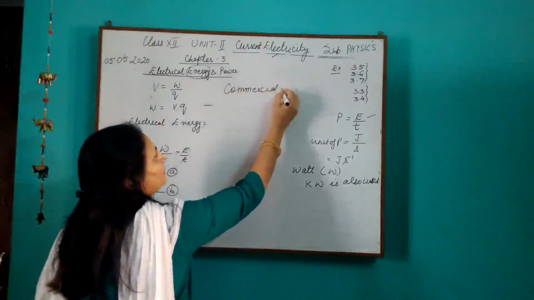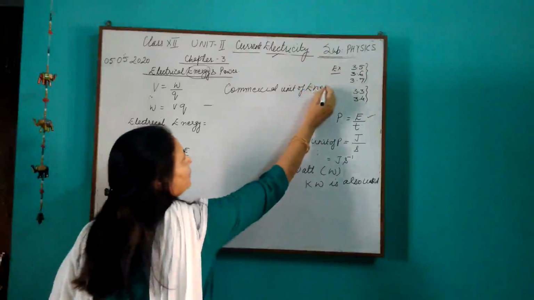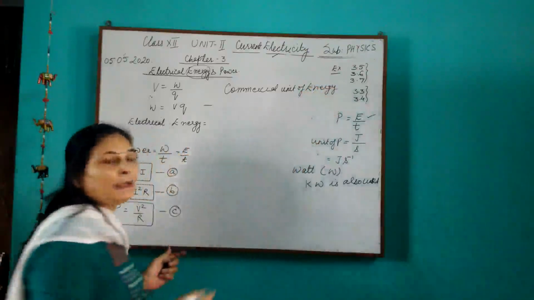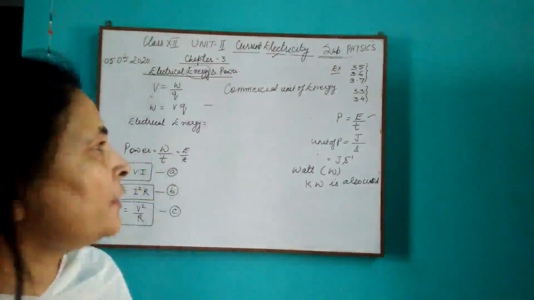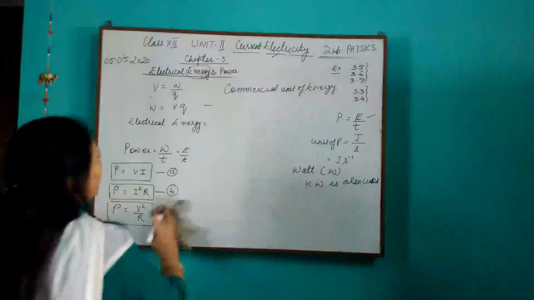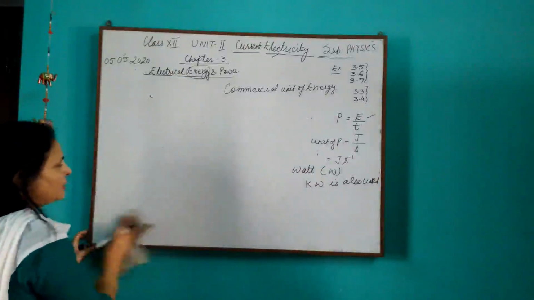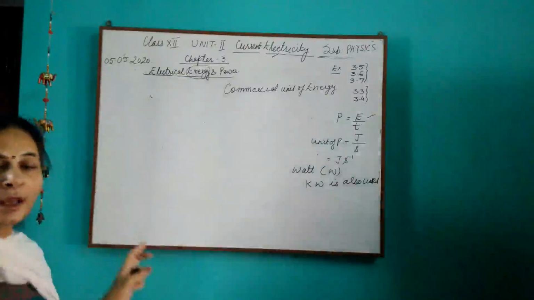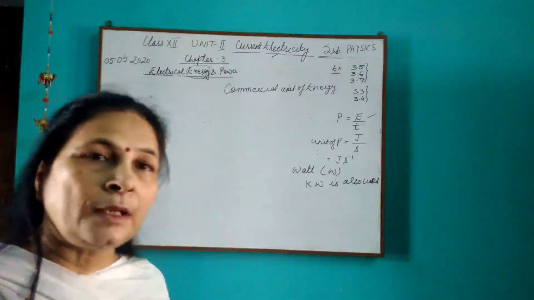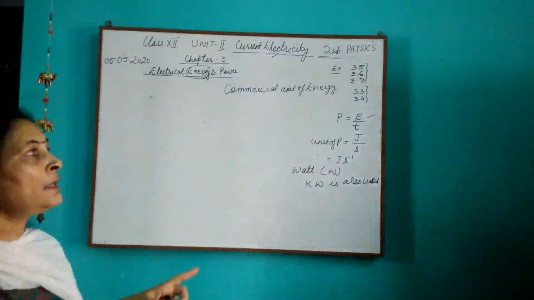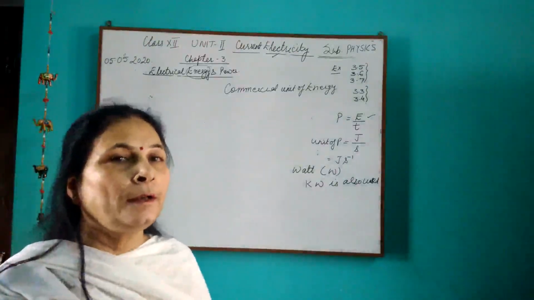Commercial unit of electricity. Whenever we are saying energy here, we are again and again talking about only electrical energy. Now commercial means the unit which we use in business, like when we are paying our electricity bill. So how electrical energy is used or consumed by us is being determined.